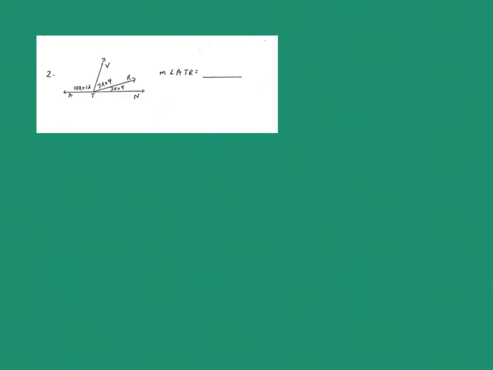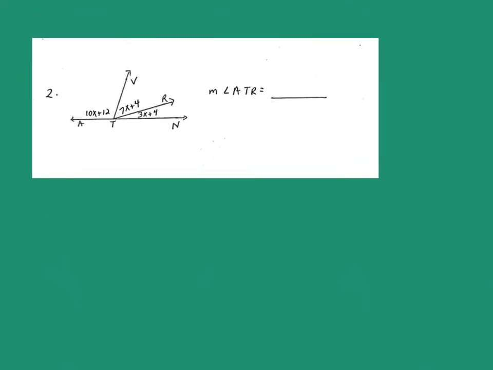Can you pause the video, take a look at the diagram, and see what equation you would come up with in order to solve this? Okay, well hopefully you noticed that the measure of angle ATR is made up of three smaller angles. So I can say that angle ATR equals angle ATV plus angle VTR plus angle RTN.